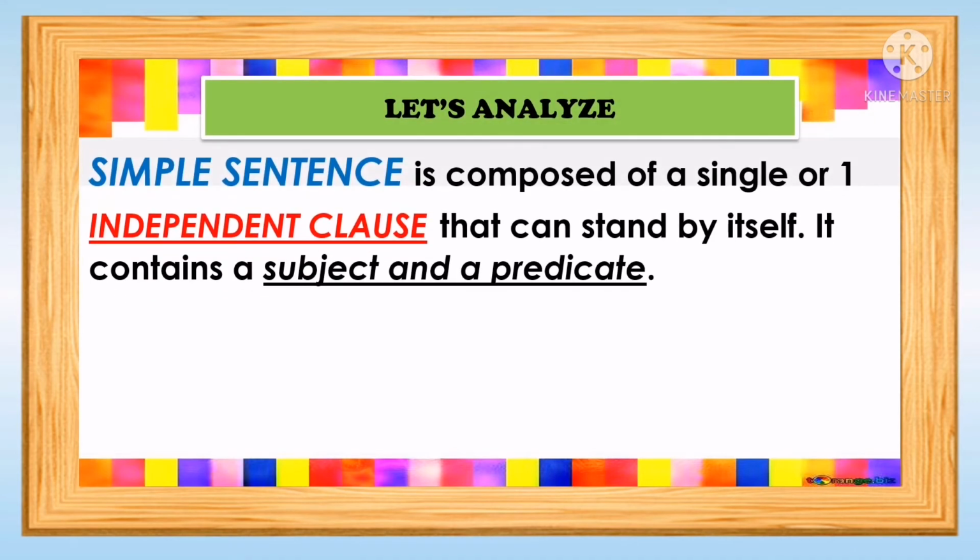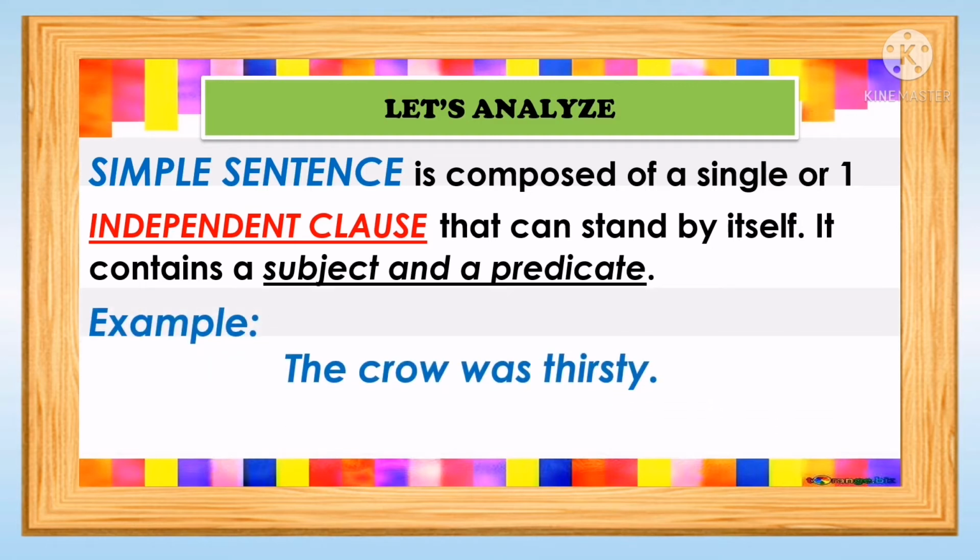Alright? Now, to broaden more our discussion about simple sentence, let's have the meaning of it. When we say simple sentence, this is composed of a single or one independent clause. And that independent clause can stand by itself. It contains a subject and a predicate.